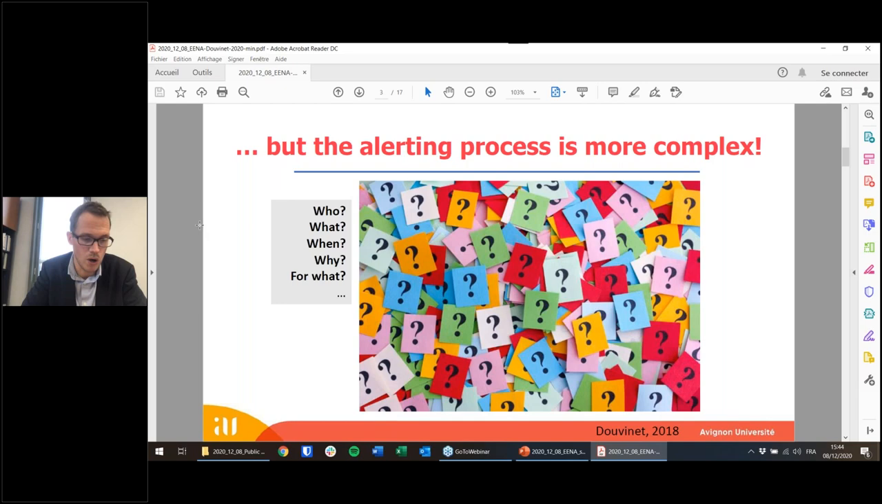But reducing this complexity also requires answering other, more complex questions, such as what are the historical procedures in the studied country? What is the sense of communication between authorities and populations?